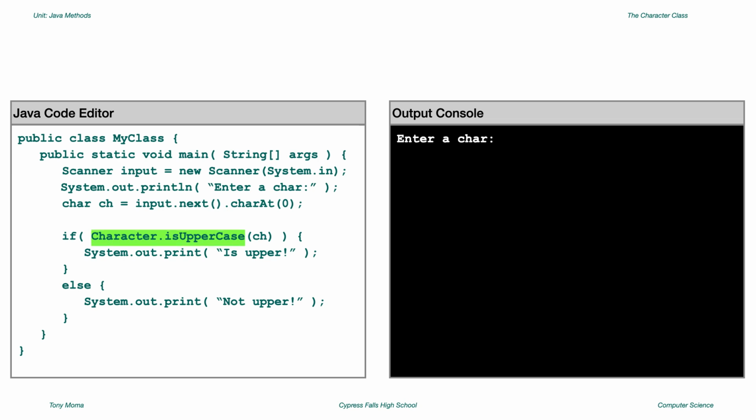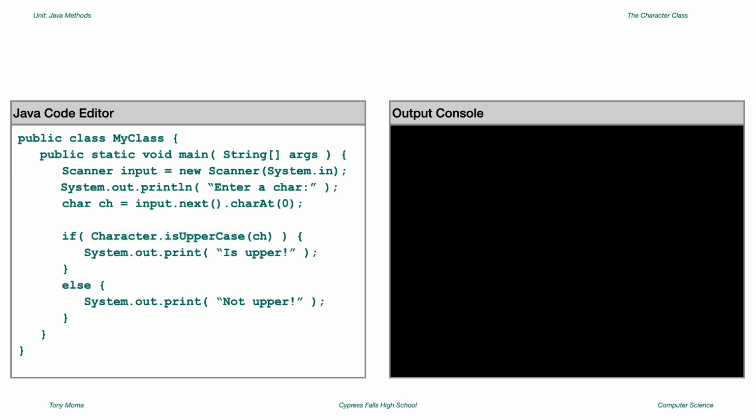I run the program again. This time, I enter lowercase t. Obviously, lowercase t is not an uppercase letter. Thus, Character.isUppercase will return false, and "not upper" will get printed out. I run the program again. This time, I enter the number 5. Obviously, the number 5 is not an uppercase letter. Thus, Character.isUppercase will return false, and "not upper" will once again get output to the screen.